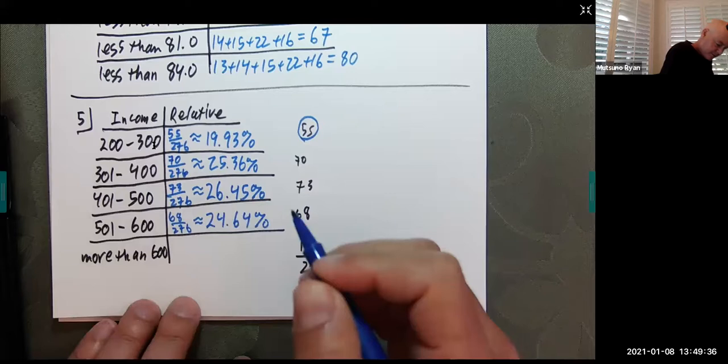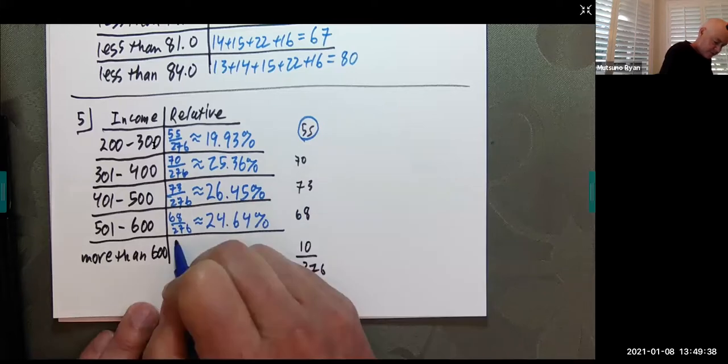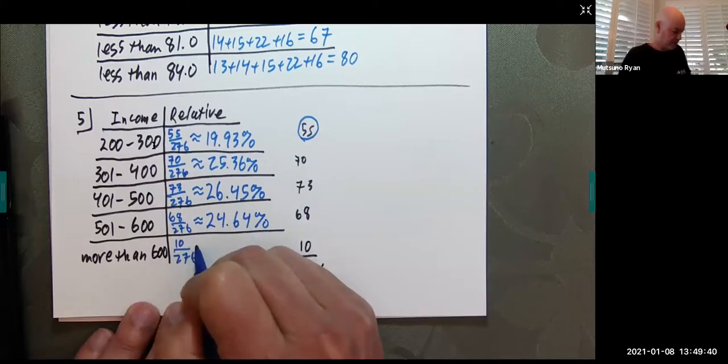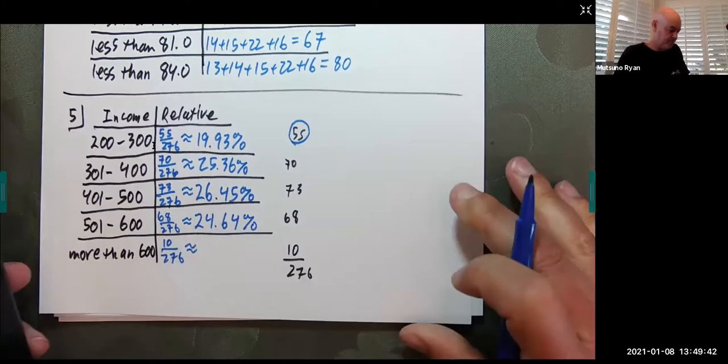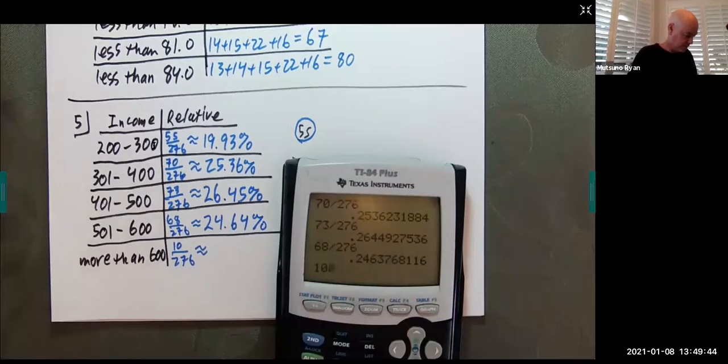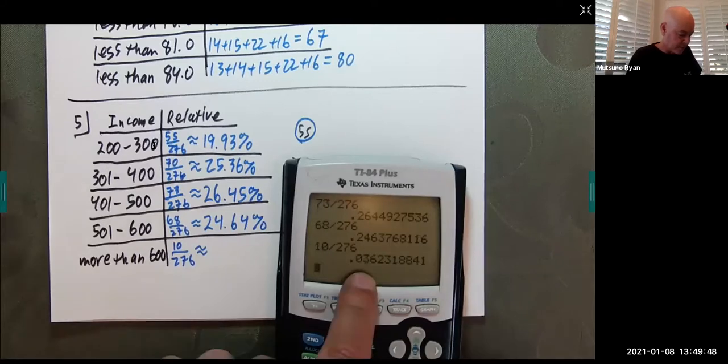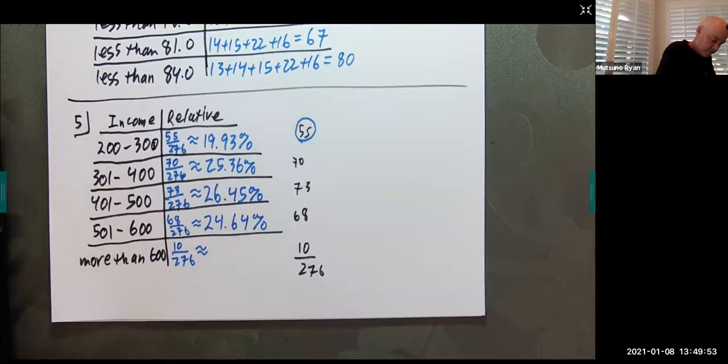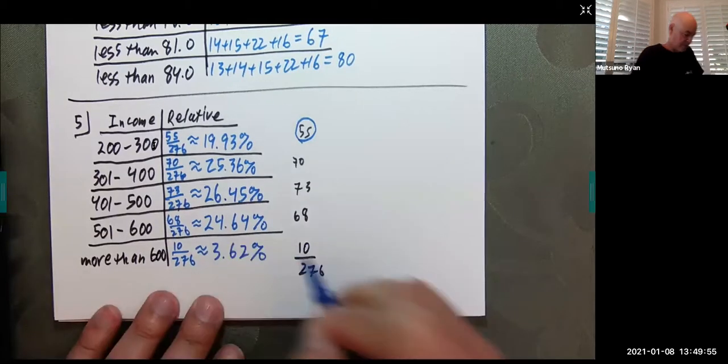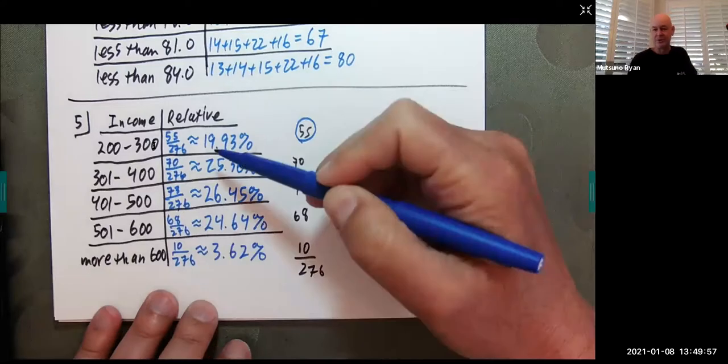And last but not least, we have 10 over 276. This is going to be a smaller percent. 10 divided by 276, so that'll be 3.62%. Now, in theory, if we were to add this up, it should be 100%, but because of round off error, it may not exactly be 100%. You can certainly double check that.